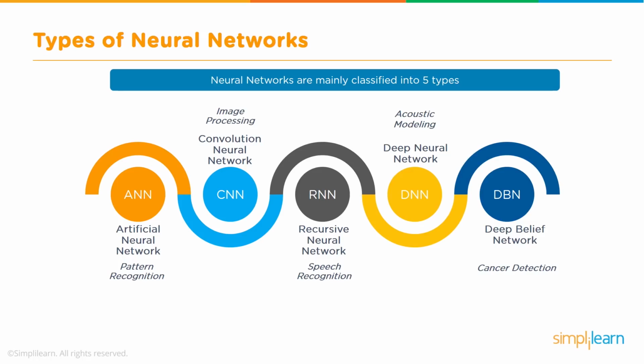Each of these types of neural networks can solve a special kind of problem. For example, convolutional neural networks are very good at performing image processing and image recognition and so on, whereas RNNs are very good for speech recognition and also text analysis and so on. So each type has some special characteristics, and they are good at performing certain special kinds of tasks.